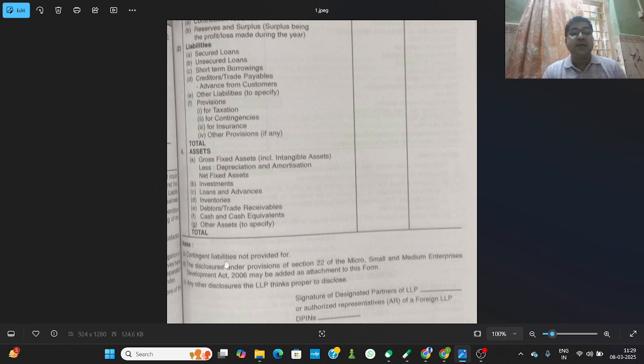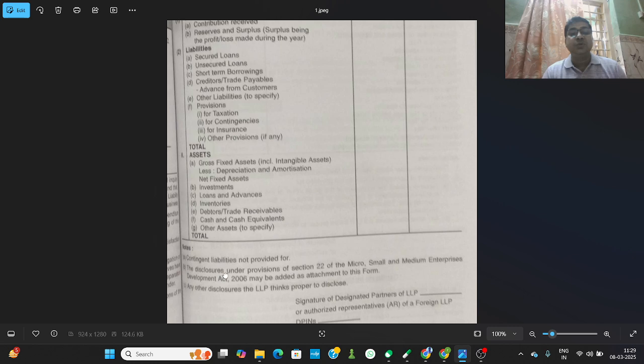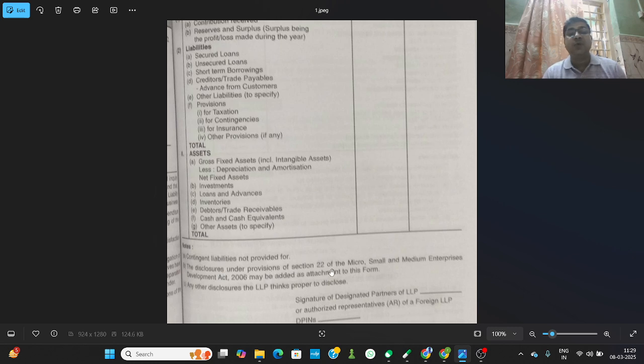So these are particular specific balance sheet items we have to write. Here a note is there: contingent liability not provided for. Sometimes it may not be provided, then don't write. The disclosure under the provision of Section 22 of the Micro, Small and Medium Enterprises Development Act 2006 may be added and attested to this form. Whatever provisions are provided under this Act, that also we have to disclose.